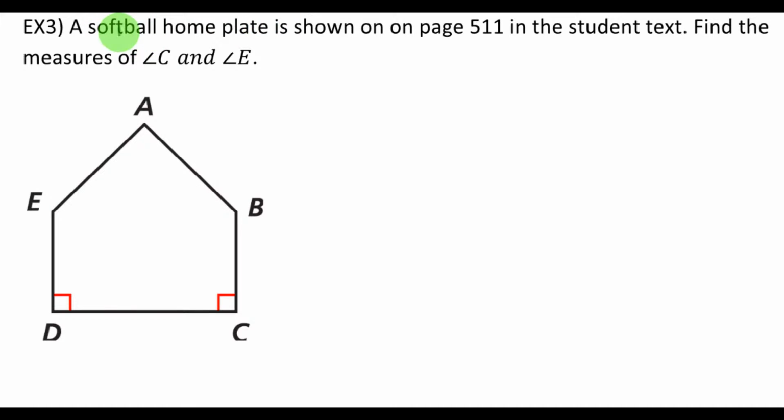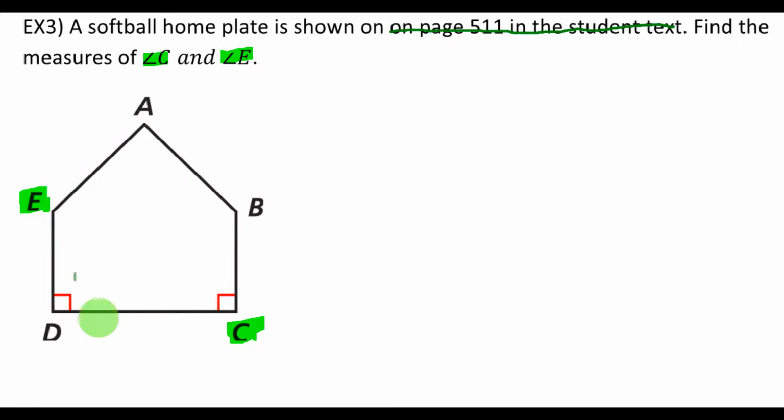So in this last problem, it says a softball home plate is shown on, it looks like we have a typo here, shown on. Just don't even worry about this information right here, so we're just going to cross it off. And we want to find the angle measures of angle C and angle E. So let's go ahead and highlight those angles, angle C and angle E.